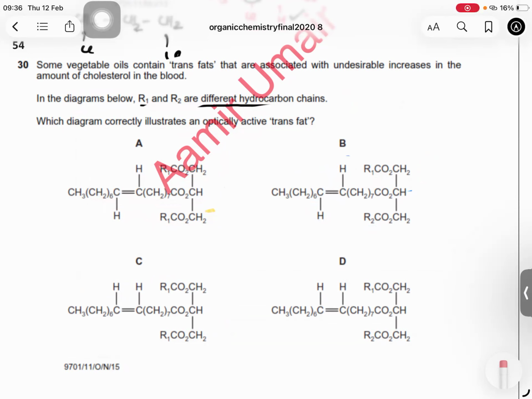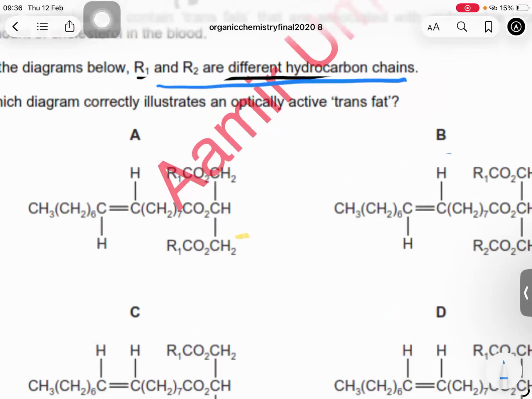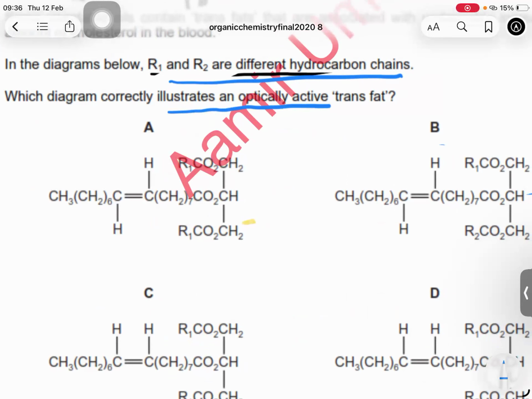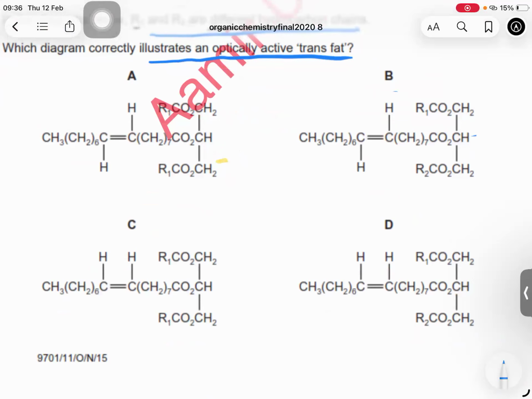In the diagram, R1 and R2 are different hydrocarbon chains. Which diagram correctly illustrates the optically active trans fat? So I can just summarize the question. He's asking us to find out the optically active trans fat. Optically active means it should have a chiral carbon. Okay, so we have to look at which of A, B, C, D has a chiral carbon. Or trans, I hope you understand what is the meaning of trans, the cis-trans trans.